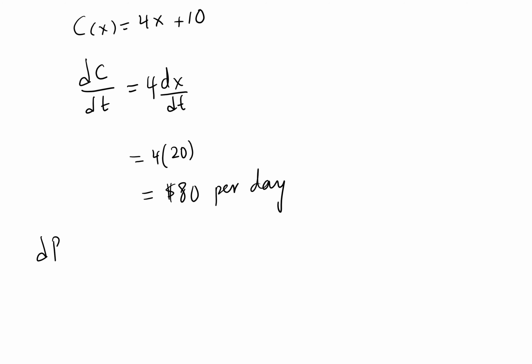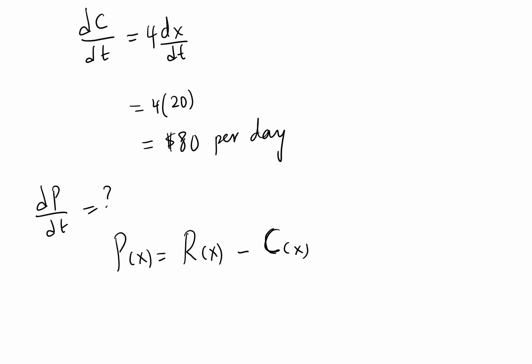The last part was, what's dp dt? Well, to find dp dt, we need a function for the profit. The profit, we define from previous sections as R of x minus C of x. Now we can differentiate both sides with respect to t. So dp dt equals dr dt minus dc dt.